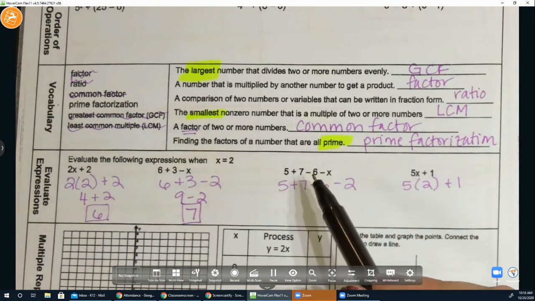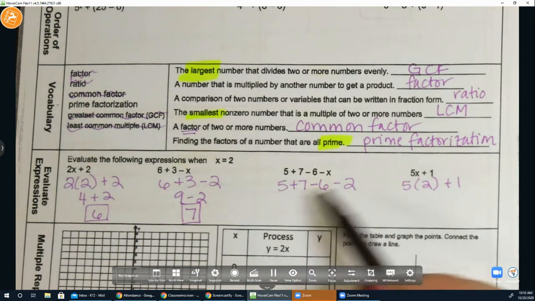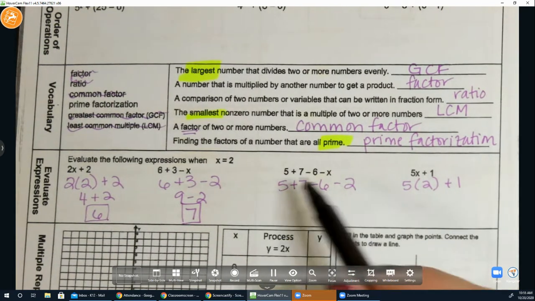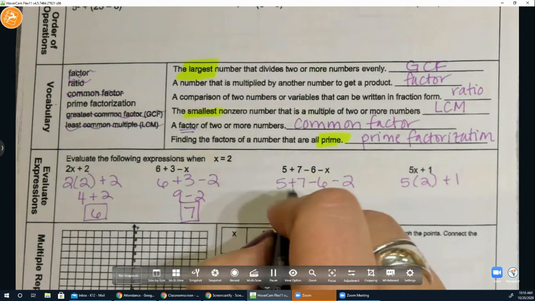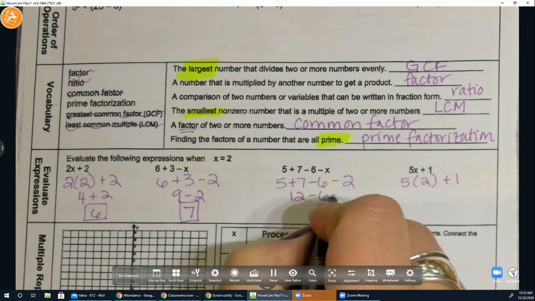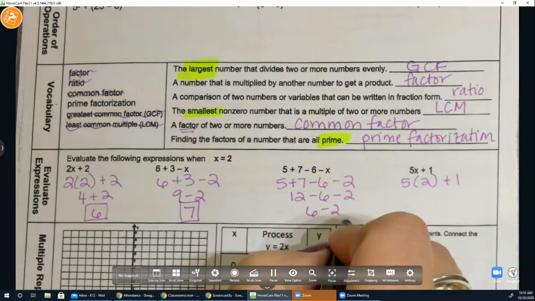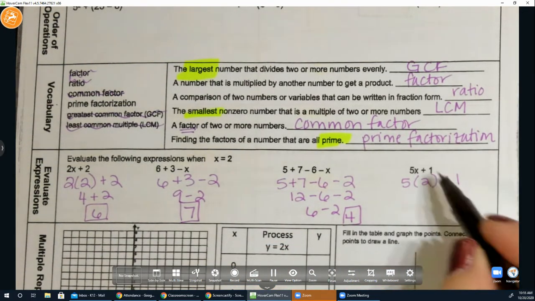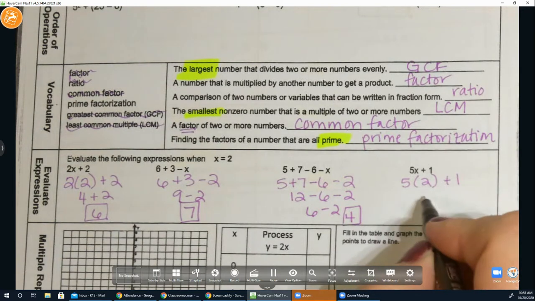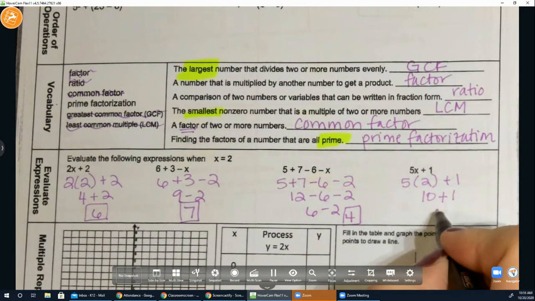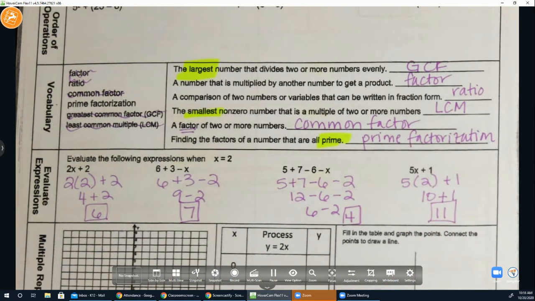Here we have 3 operations, but because it's addition and subtraction, I just go from left to right. So 5 plus 7 is 12. So that's 12 minus 6 minus 2. 12 minus 6 is 6. Minus 2 gives me an answer of 4. And finally, we have 2 operations here. 5 times 2, that gives me 10. Plus 1 gives me a total of 11.